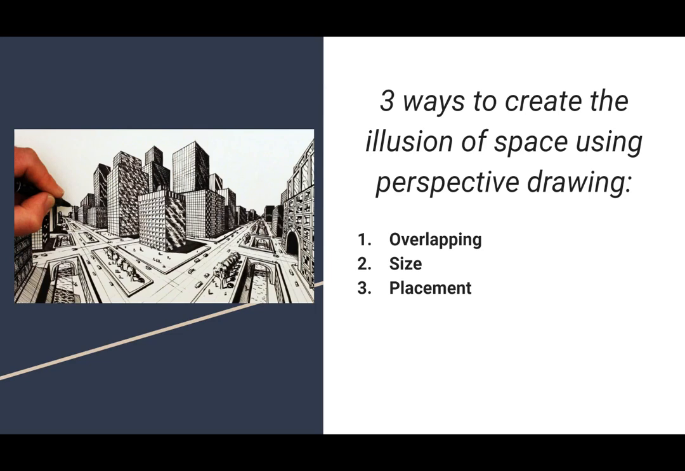Two, the size of objects also creates the illusion of space. Objects that are closest to us appear to be larger than objects that are farther away. Lastly, the placement of objects is important. Placing objects within the foreground makes them appear as though they're in the front, whereas objects that are closer to the horizon line or background appear as though they're farther away.